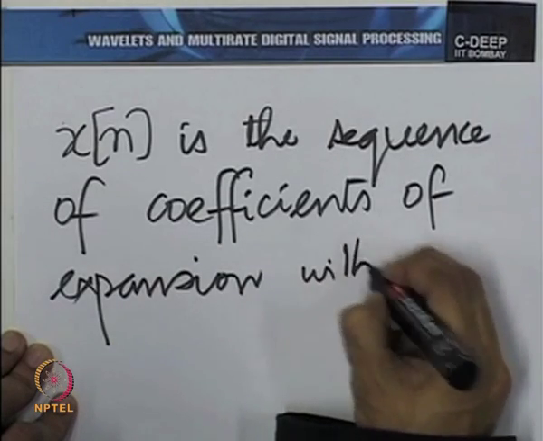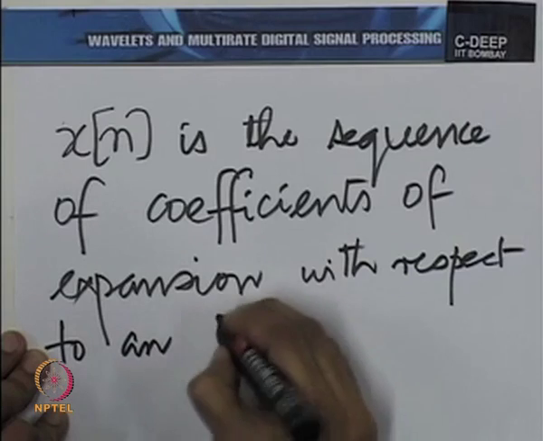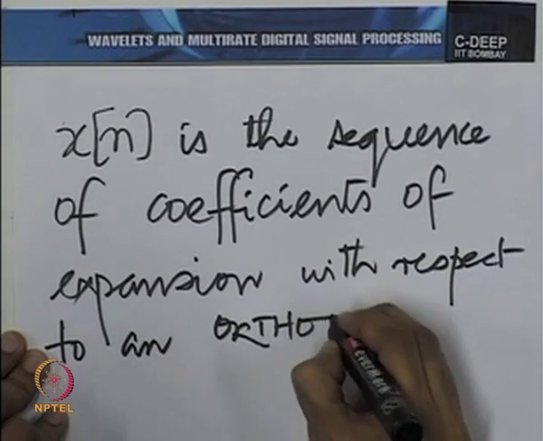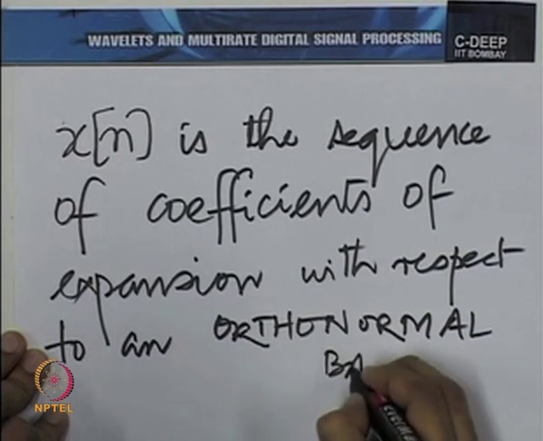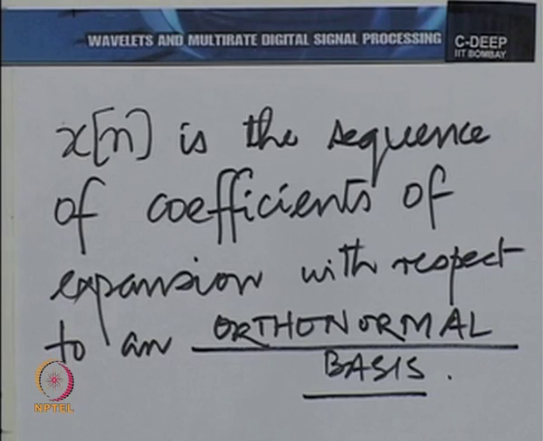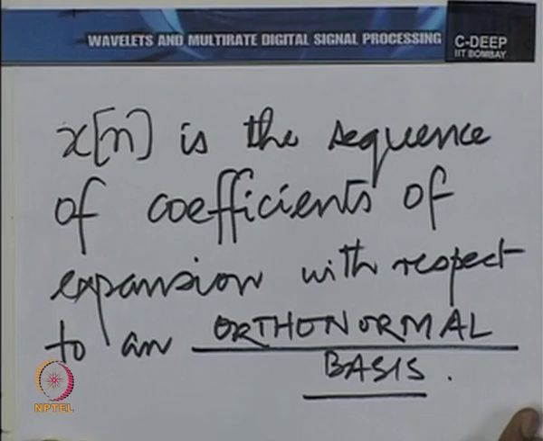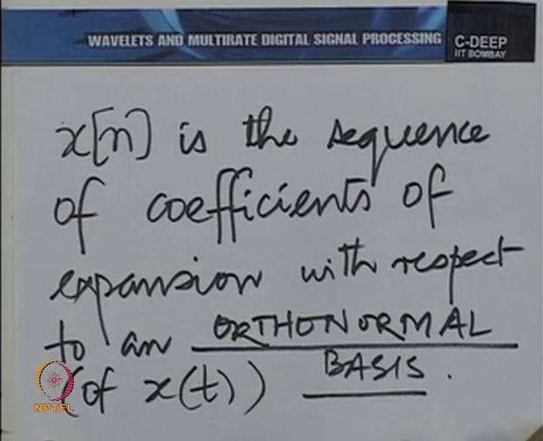With respect to an orthonormal basis. Now, the orthonormal is important here. If the basis is not orthonormal, what we are now going to say very soon is not going to be true. So, the orthonormal basis is important here. If x[n] is the sequence of coefficients of expansion, with respect to an orthonormal basis, of course, of x(t), then there is also a mapping between the inner products. That is what is interesting.